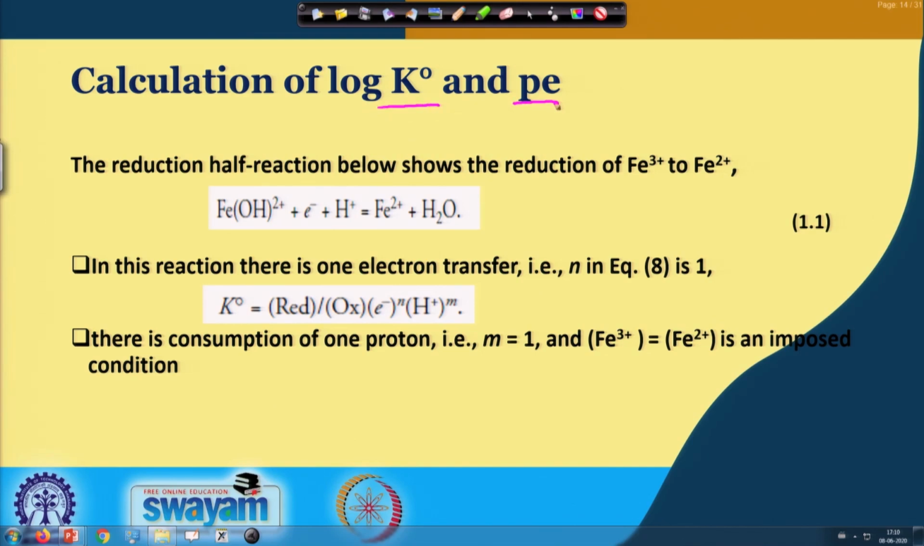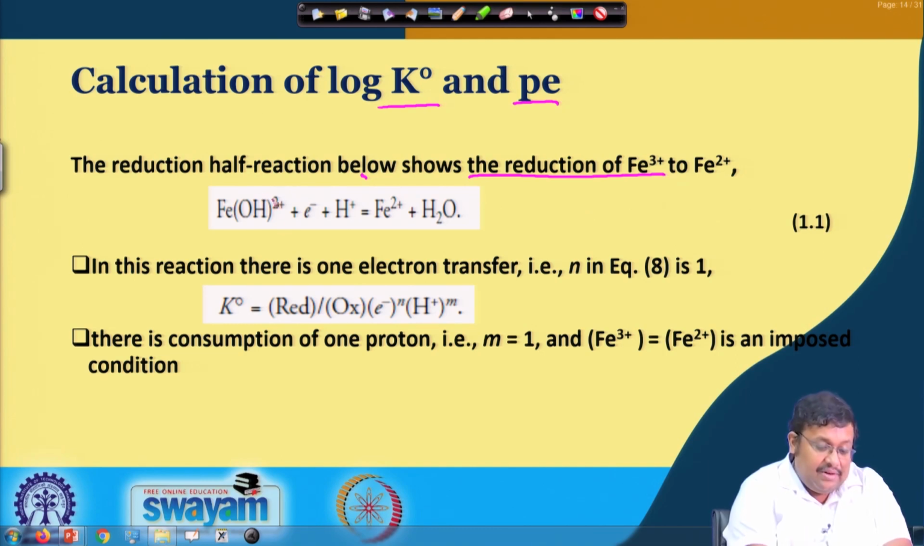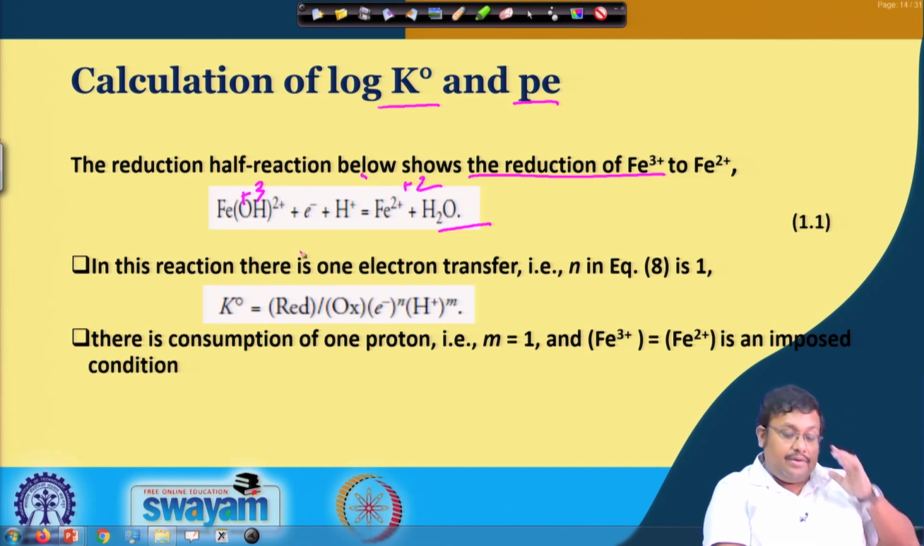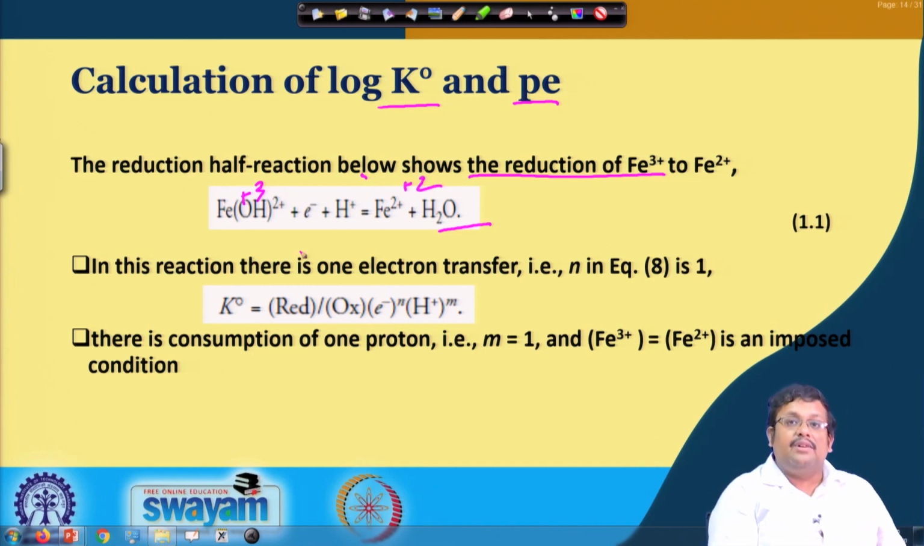Now, we have seen that the half reaction below basically shows the reduction of Fe3+ to Fe2+. You can see Fe(OH)2+ plus electron plus 1 proton, we get Fe2+ plus H2O. So, basically from plus 3 we are getting plus 2. So, it is basically reduction from Fe3+ to Fe2+, ferric form to ferrous form. Now, in this reaction there is one electron transfer, as you can see, from plus 3 to plus 2. So, n equal to 1.